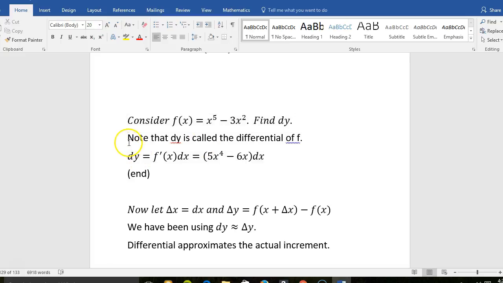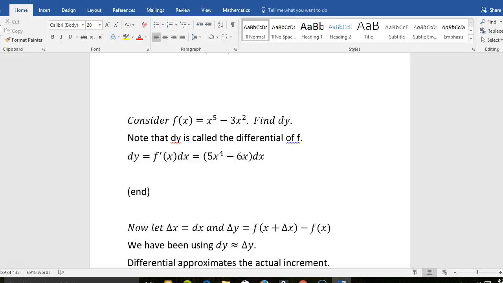Well, let's see here. Note that dy is the differential of f. But anyway, that's neither here nor there as far as finding dy. So dy equals f prime of x dx. Now f prime of x is, of course, by the power rule, 5x to the fourth, and by the sum difference rule, minus, and then do the power rule again, 6x, and then parentheses that dx, and that's it. That's dy.